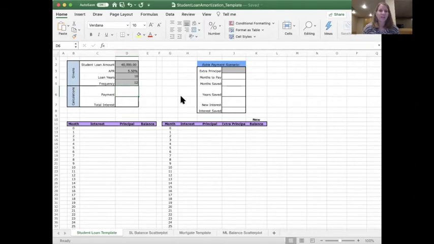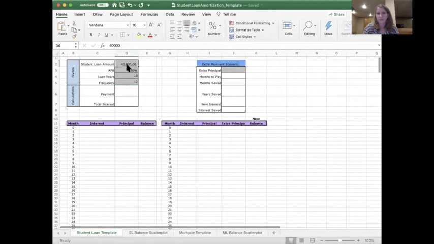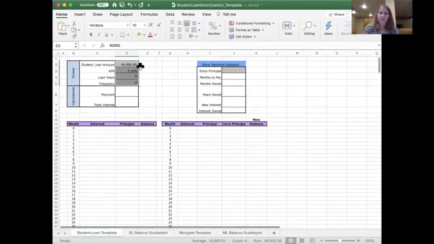This project starts with a set of givens. You can customize this any way you want. I start with $40,000, an APR rate of 5.5, loan years of the typical 10 years for a student loan, and then a frequency of paying every month.